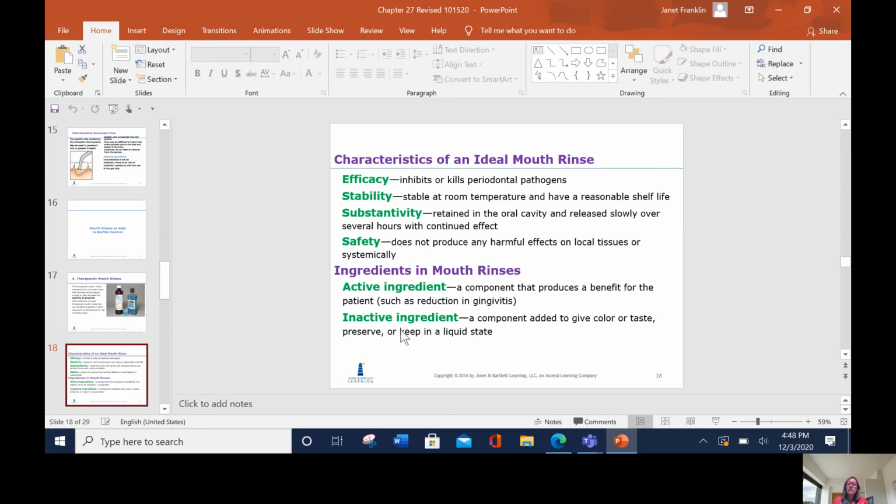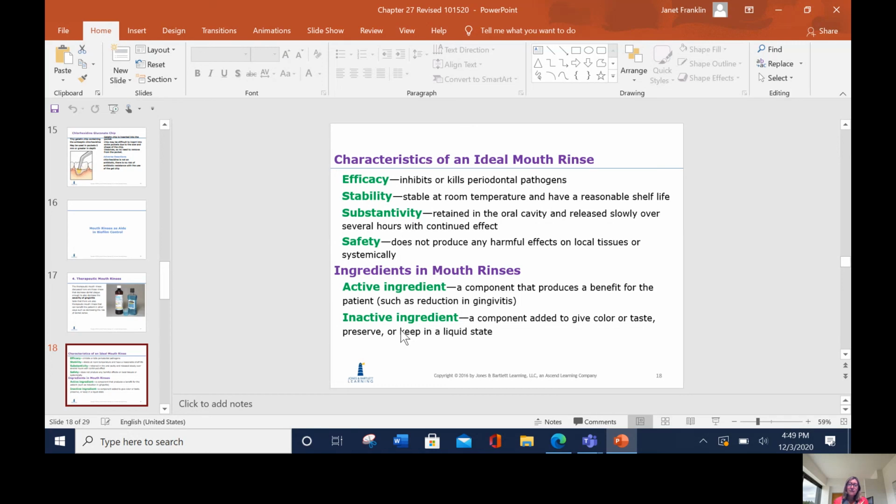Characteristics of an ideal mouth rinse: efficacy, it inhibits or kills periodontal pathogens. Stability, it's stable at room temperature and has a reasonable shelf life. Substantivity, it can be retained in the oral cavity and released slowly over several hours with continued effect. And safety, it does not produce any harmful effects.